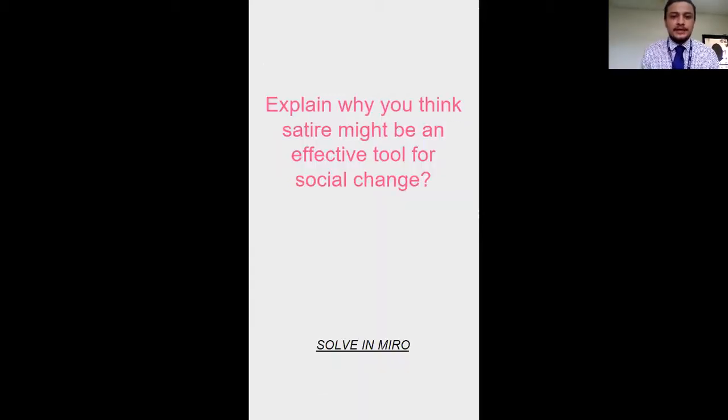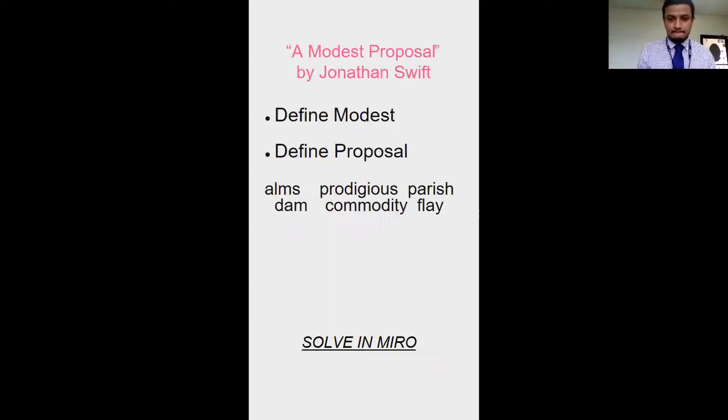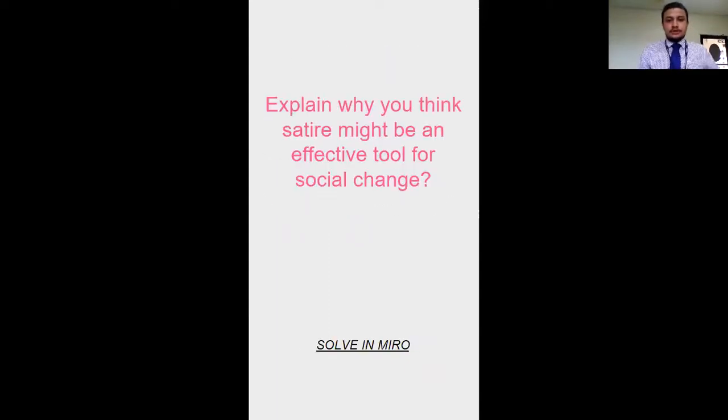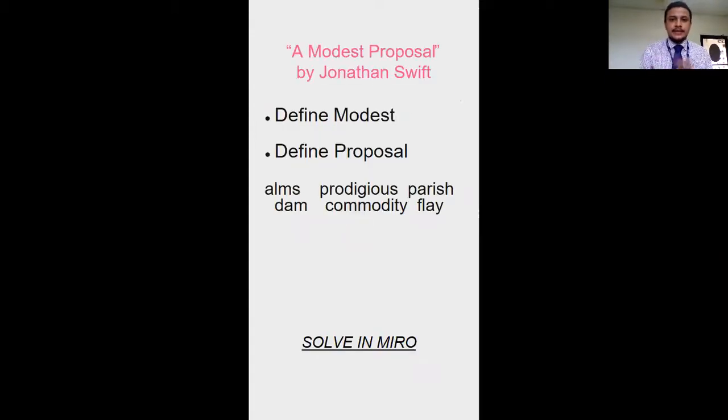Okay, explain what you think satire might be, and why satire might be an effective tool for social change. For example, Jonathan Swift used A Modest Proposal as a satire, as an element to bring up the injustices committed against Irish people by England. All right, so you're going to solve this in Miro. I'm going to explain it to you later. A Modest Proposal by Jonathan Swift.